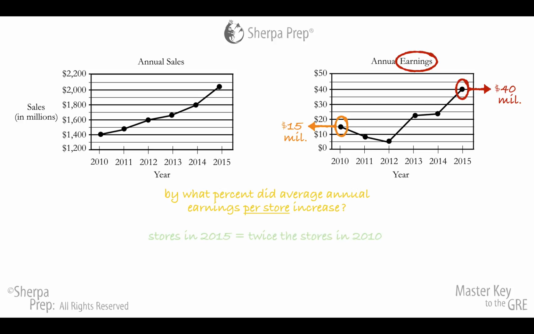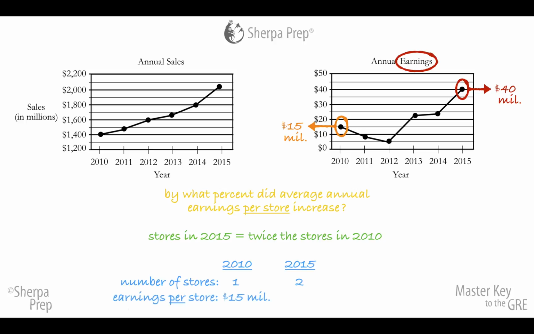So one thing we can do here to make this problem easy on ourselves, let's pretend that in 2010 they had one store, which means in 2015 they would have two stores. And if that's the case, the earnings per store in 2010 would be 15 million. And in 2015, two stores, $40 million, it would be $20 million per store.